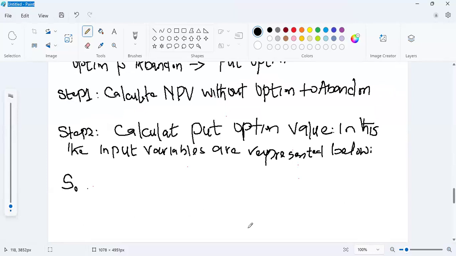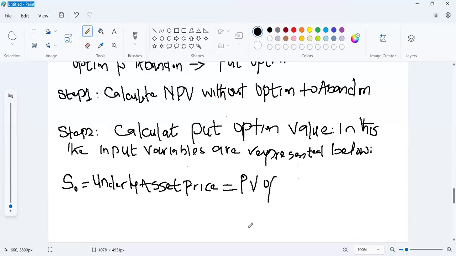XO, the underlying asset price. The underlying asset price is equal to the present value of future cash flows foregone.